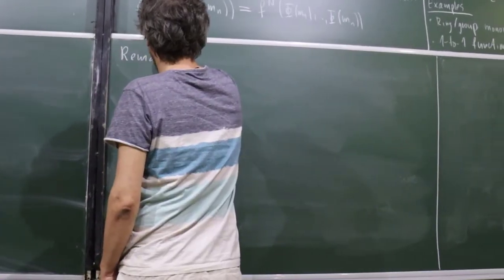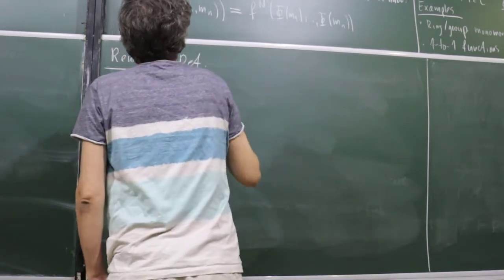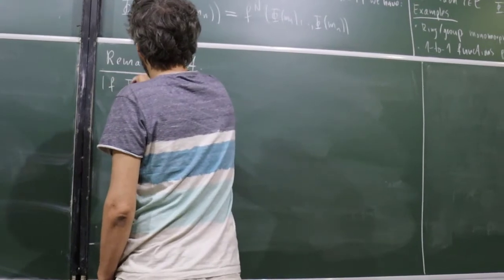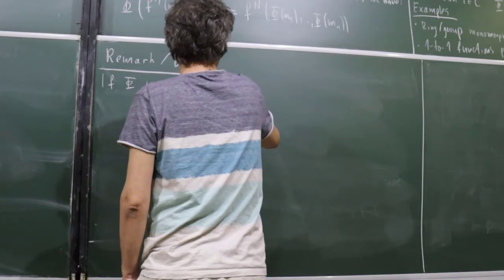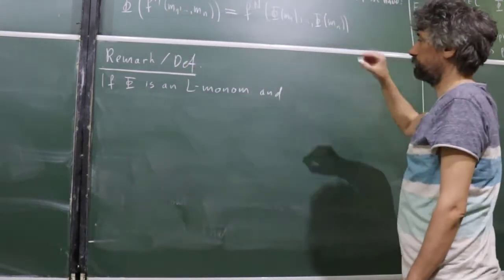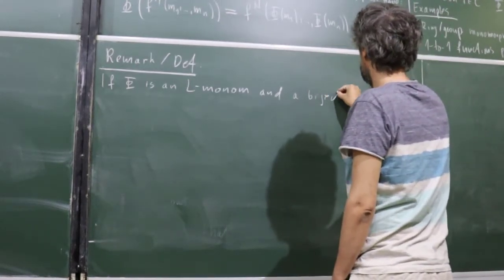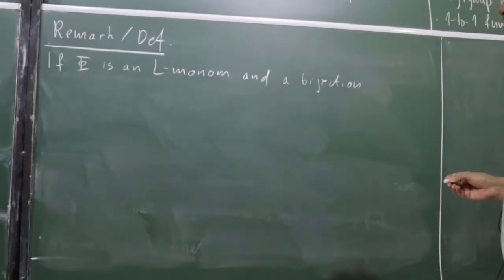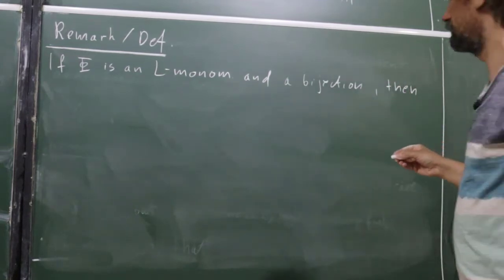which includes another definition. So if such a phi as above is an L monomorphism and also it's onto, so it's a bijection, then the same as with rings, groups, etc., phi inverse is also an L monomorphism.